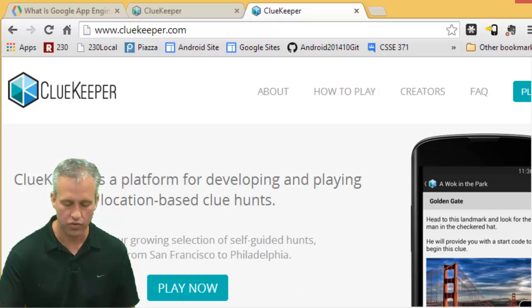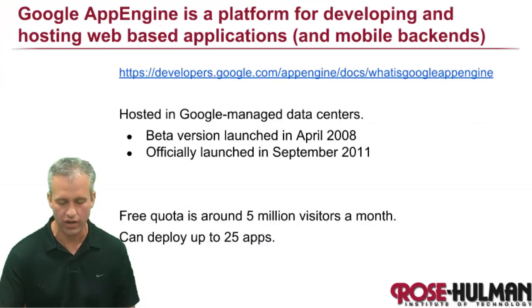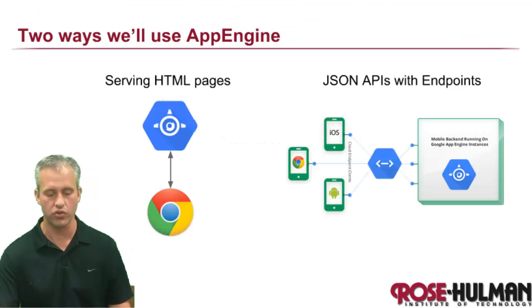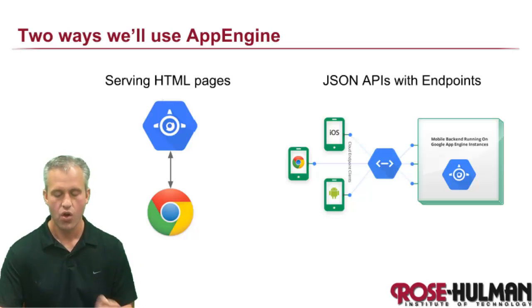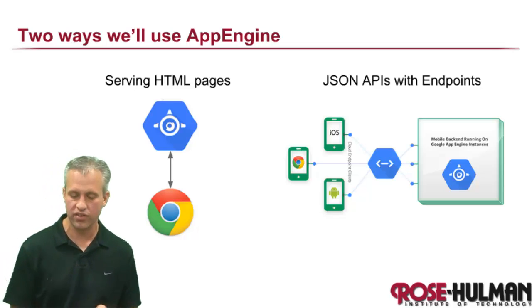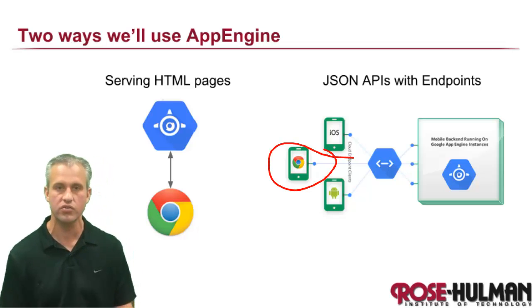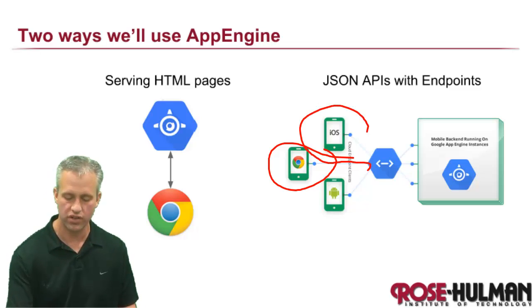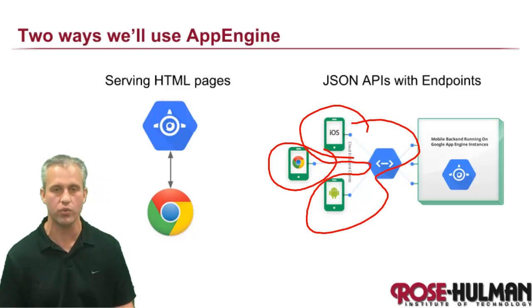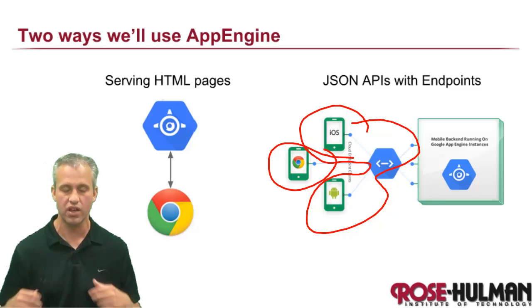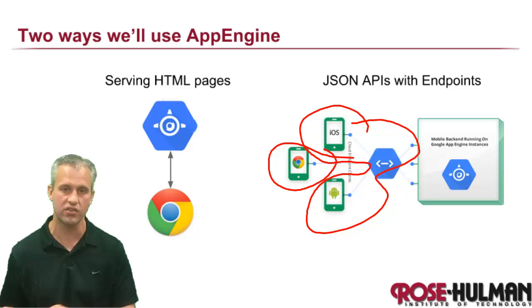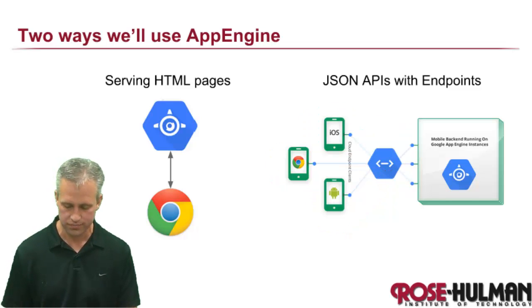In this class, we're actually going to use App Engine in 2 ways. We're going to use it to serve web pages to any browser. We're also going to use it to make JSON APIs as a mobile backend. This is important because you can do AJAX queries with browsers. You can also send data to iOS and Android with endpoints. So that's one of the big reasons that we're using Google App Engine, because it's a tool not only for websites, but also for backends.